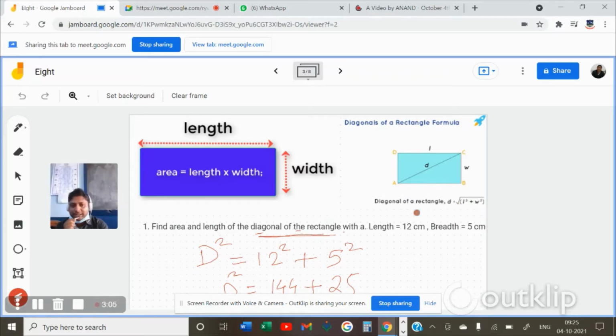12 centimeter. It is given. Okay. And my BC, this one, what is my BC? This is my width or my breadth, 5 centimeter. Now you need to find this one, this diagonal. Yeah, you need to find out this diagonal.